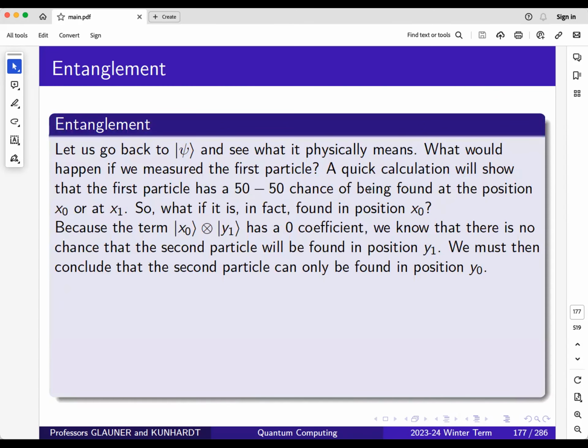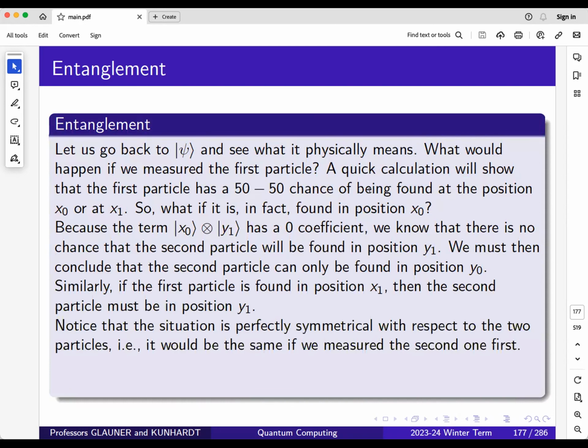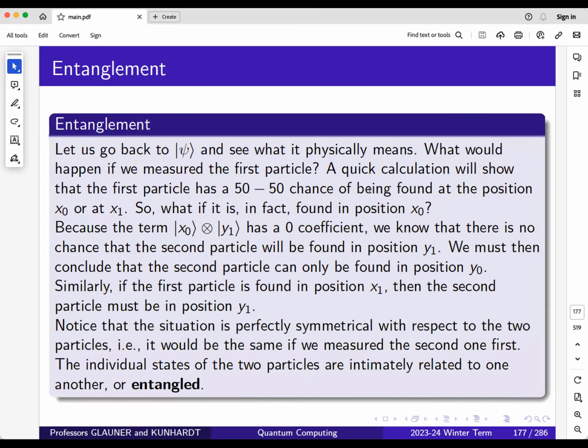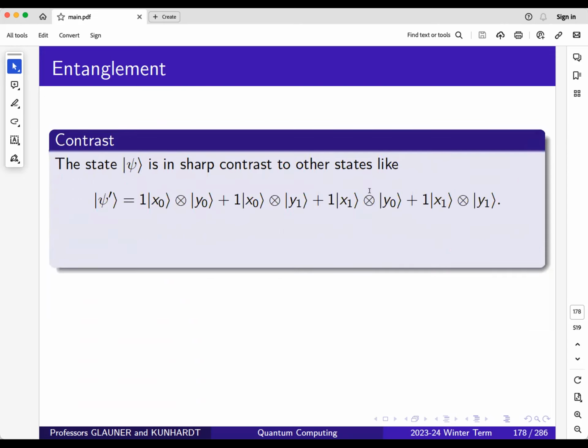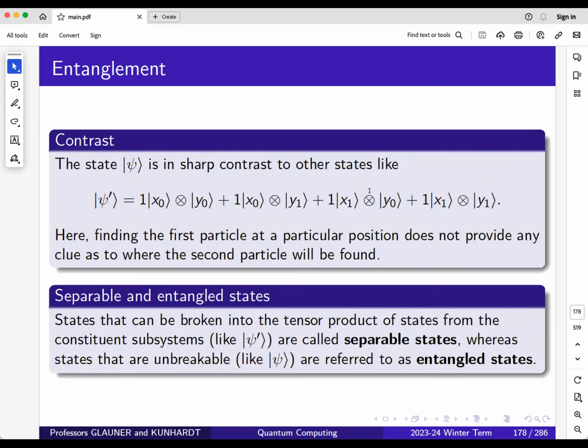So if I know the position, if x is in x0 or x1, I will automatically know if the other particle is in y0 or y1. And that's the idea of entanglement. And the state that I had shown you here is an entangled state, because we don't combine x0 with y1 or x1 with y0. And that means entanglement. And entanglement is something really strange that also sort of kept researchers like Einstein busy.